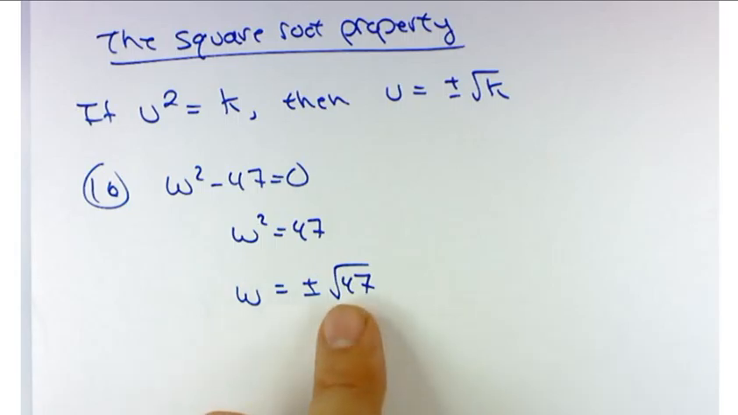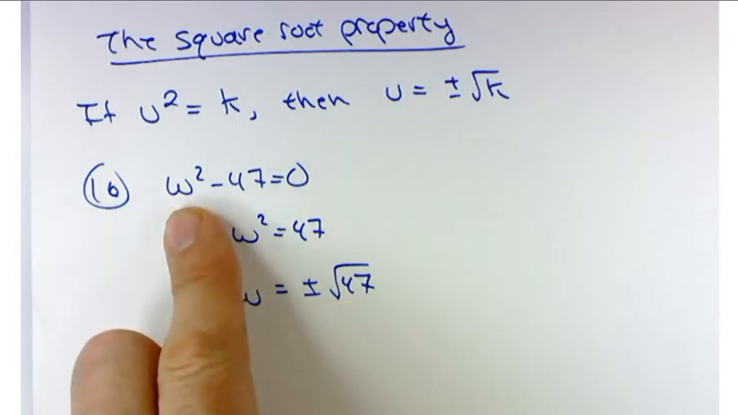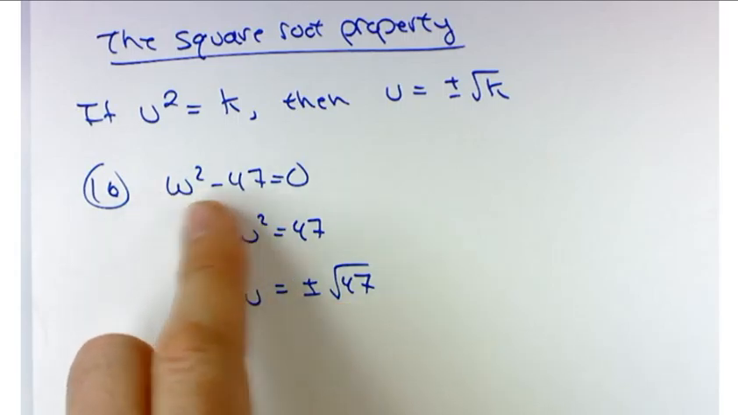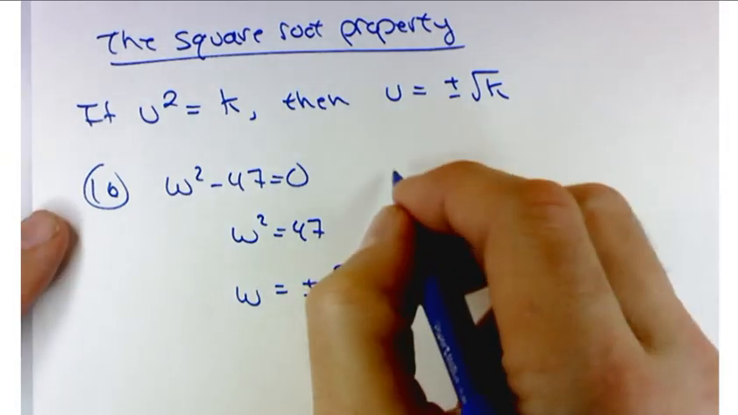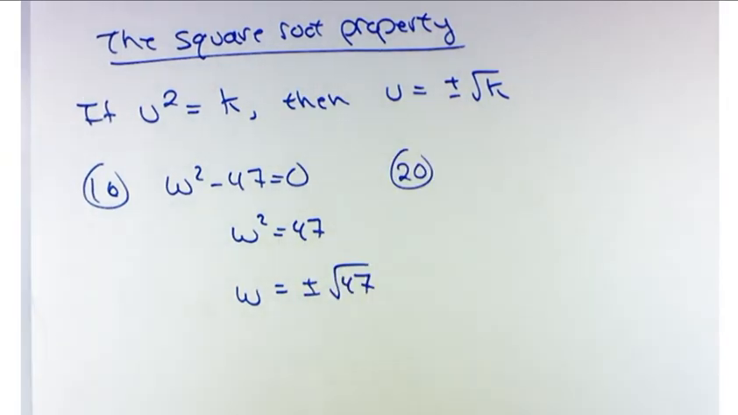If you take the square root of 47 and square it, you get 47. 47 minus 47 would be 0. Likewise with the negative solution. So it's a nice quick way to solve certain types of problems. Not every type of problem is going to lend itself to solving it with the square root property, but when you can use it, it's a good tool.